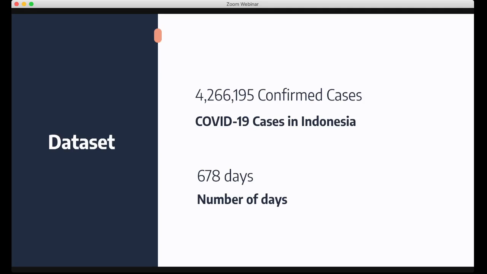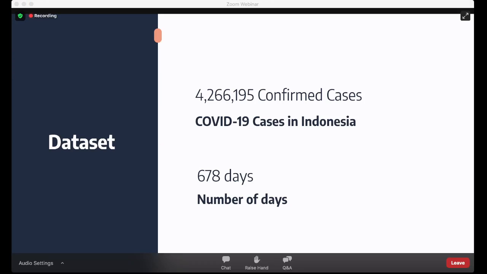And as of the end of our time series data, which is in a span of 678 days, there are a total case of 4,266,195 COVID-19 confirmed cases in Indonesia.